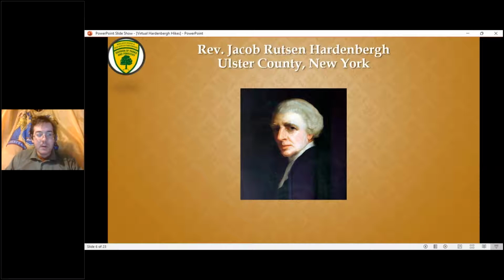Jacob Hardenbergh led the effort to not just have a small seminary in his own home, but to actually establish a college for the Dutch in New Jersey. And in 1766, he secured a charter for Queen's College, which through the years would become Rutgers. After the Revolutionary War, he also became the first full president of Queen's College, serving in that role from 1785 till his death in 1790.